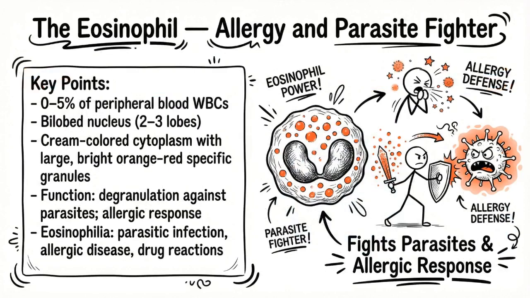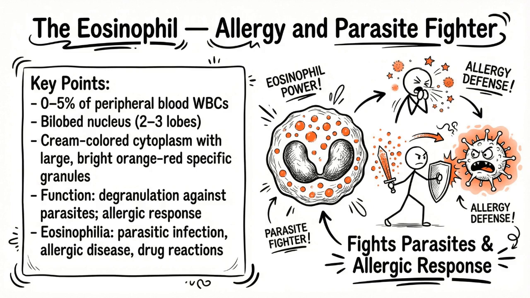Eosinophils are one of the easiest cells to identify on a smear. Those big, bright orange-red granules are unmistakable. The nucleus is typically bilobed, and the cytoplasm is cream-colored to colorless, packed with those characteristic eosinophilic granules. Normal reference range in peripheral blood is 0 to 5%. Functionally, eosinophils are specialists. Their primary roles are fighting parasitic infections, particularly helminths, and participating in allergic and hypersensitivity responses.